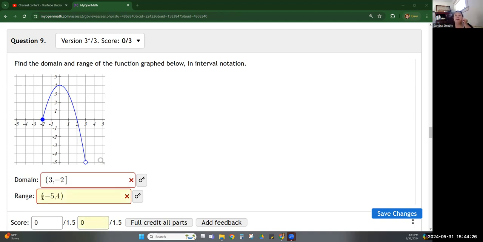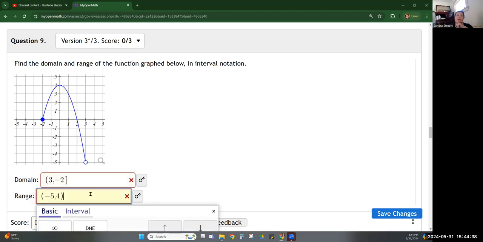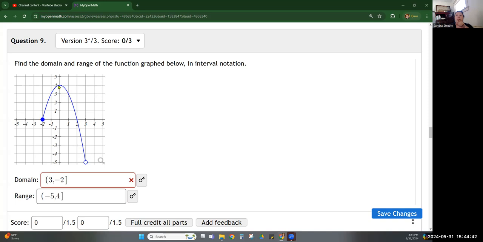You also did great in having a parenthesis for the -5, because it has a circle and it's not included. The part that was missed is the 4 up here. It is included, so this should have had a bracket. It's touching, and because there's not a circle, that means it is part of the range, so it is going to be a bracket.